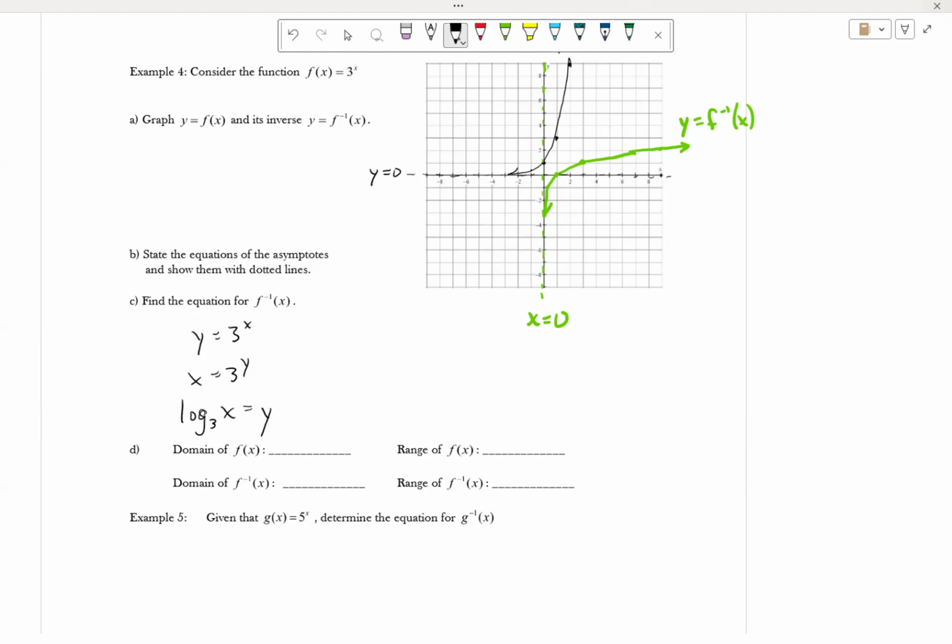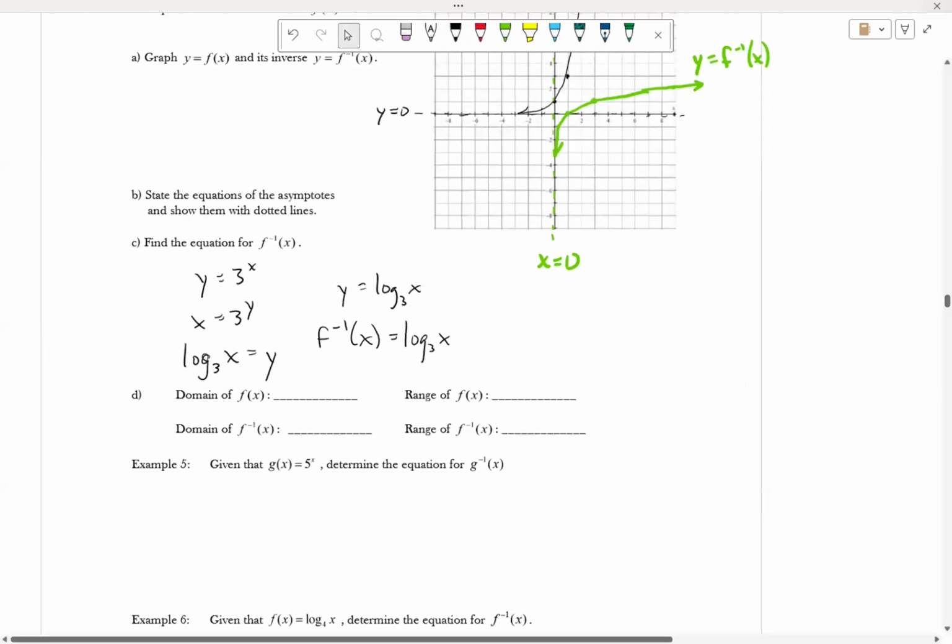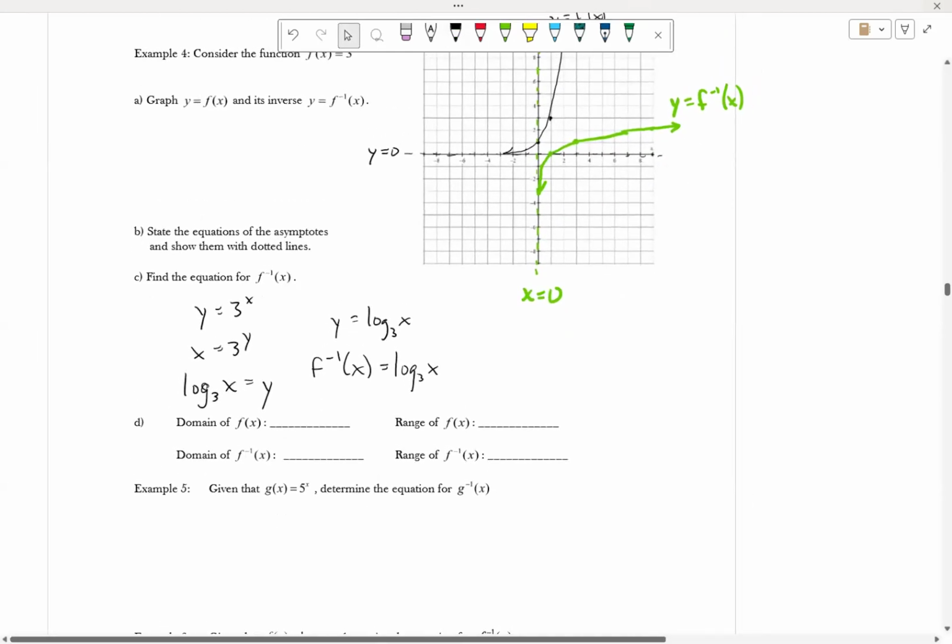And suddenly, y has been solved for. And that was our goal, to solve for that new y, log base 3 of x, which I'm going to rename, instead of y, I'll call it f inverse of x equals log base 3 of x. Upton, thank you for your help. So that function, that green function, is a logarithmic function, just the inverse of an exponential. Go ahead and complete D.